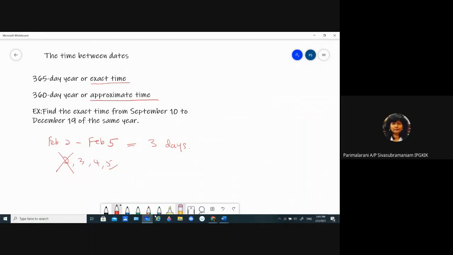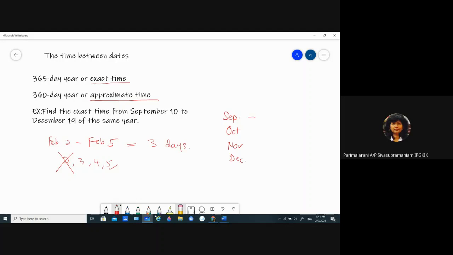Okay, now let's look at this example. Find the exact time from September 10 to December 19 of the same year, let's say of this year. So how many months do we have here? We have September, October, November, and December. We have 4 months here.